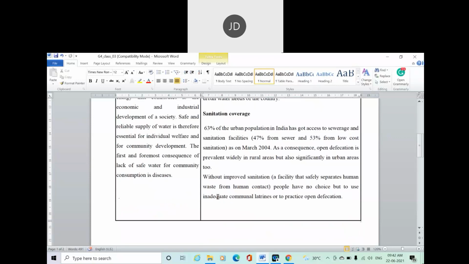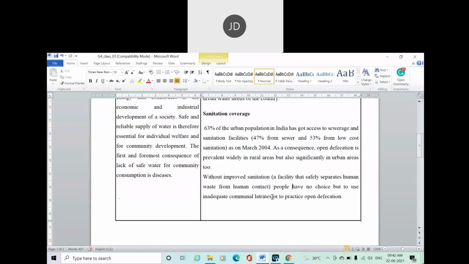So we know that without an improved or well-designed sanitation system, what is the purpose of sanitation? To safeguard, or you can say separate, human waste from human contact. Okay, we need to keep a distance between human health and the waste. Fine. So that is the basic idea about sanitation. Without good sanitation, people have no choice but to use inadequate communal latrines or to practice open defecation.